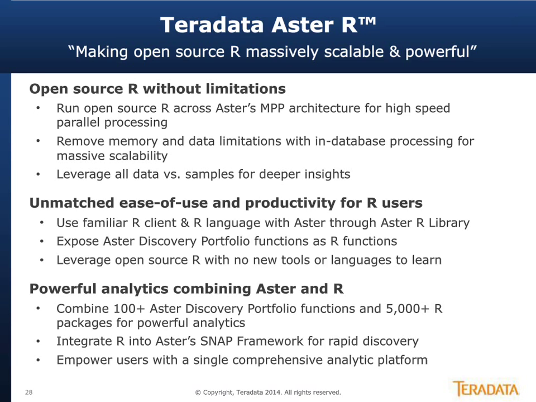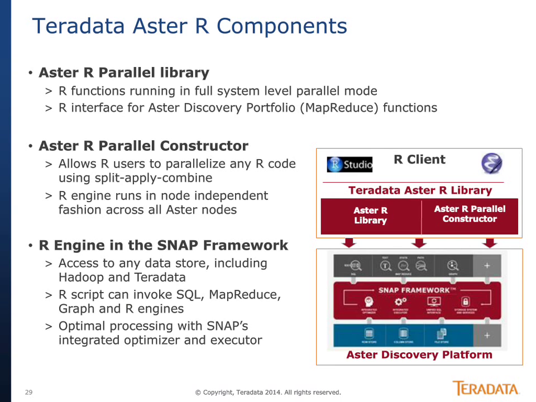So there are three primary components that I'm going to walk through as we go through the next few minutes. First is the AstroR Parallel Library. It's currently 100-plus functions, and we're going to continue to grow it, where we have built within Astro directly some fully parallelized functions that you can call from R with your familiar R syntax.